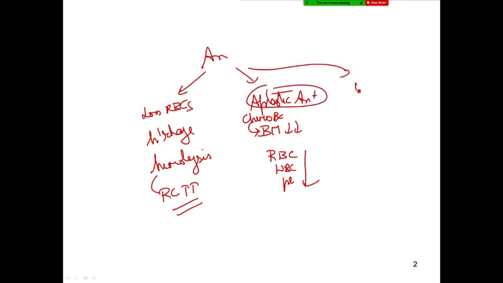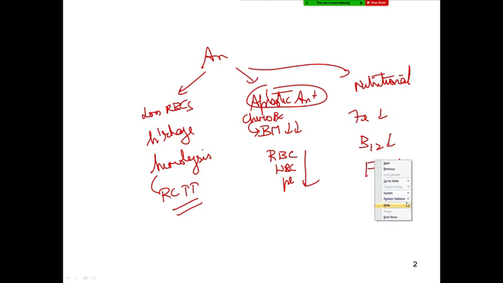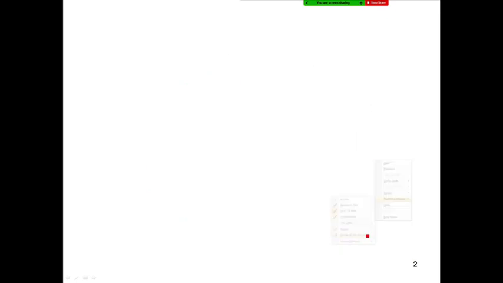So if you see all the cells decreasing, it has to be aplastic anemia. And then we went on to discuss nutritional anemias. Under that, we discussed iron deficiency, B12, folic acid. So let's discuss this one by one. Tell me about iron deficiency. What increases solubility of iron? Vitamin C. So if there is vitamin C deficiency, iron absorption will be decreased.